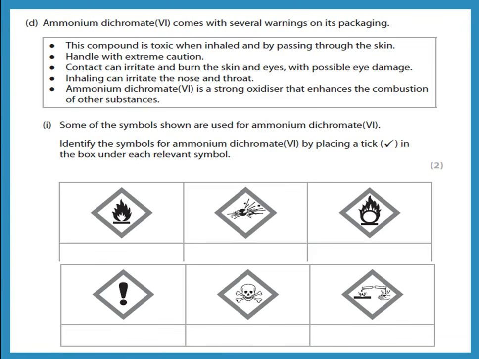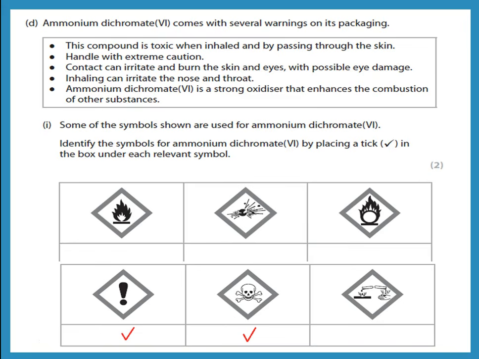Here he's giving me information about ammonium dichromate, and he's saying choose the hazard symbols that will apply to this compound. He says this compound is toxic. First of all, which of these hazard symbols indicates that the substance is toxic? Remember, it is that sign with a skull at the bottom. So a bottle of ammonium dichromate would have this symbol on it. He says handle with extreme caution. Where is extreme caution? That question mark there tells you to handle with extreme caution.